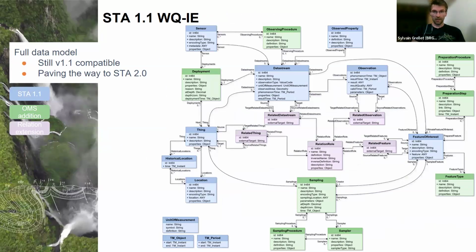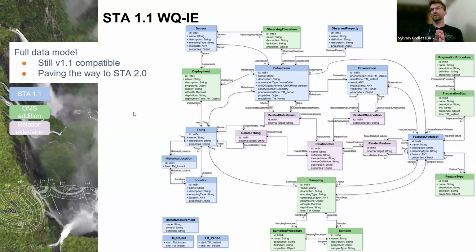of our work. So we have the initial SensorThings 1.1 classes in, let's say, blue. In green is the OMS addition, so that SensorThings is compliant to the recent revision of Observations, Measurements, and Samples. And in pink is a way to relate many things together.